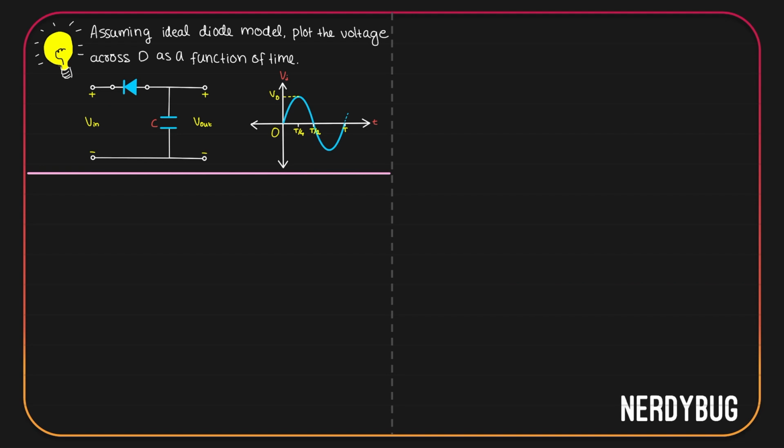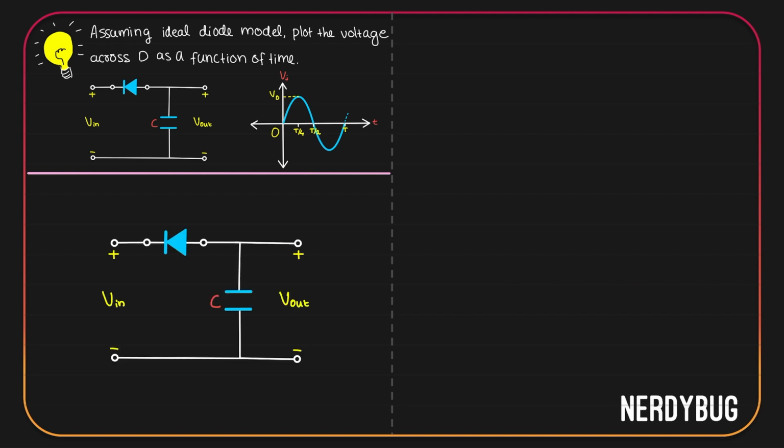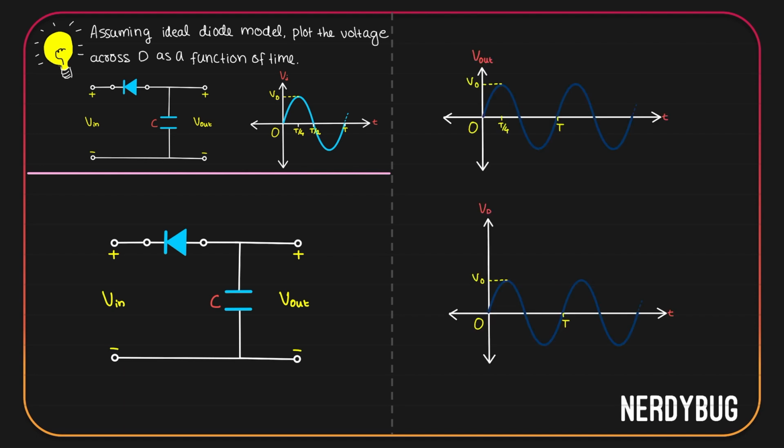Let's get a closer look at the circuit for the analysis. Let us also take two graphs to plot the output and the voltage across the diode. For reference, I have kept the ghost of our input on both of these graphs. Now, in the first half cycle of the input, voltage is positive. So the diode will get positive potential here and negative potential here.